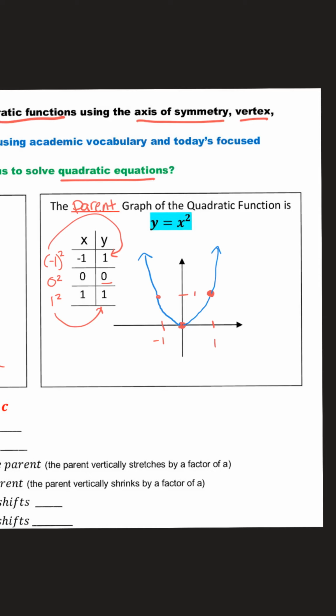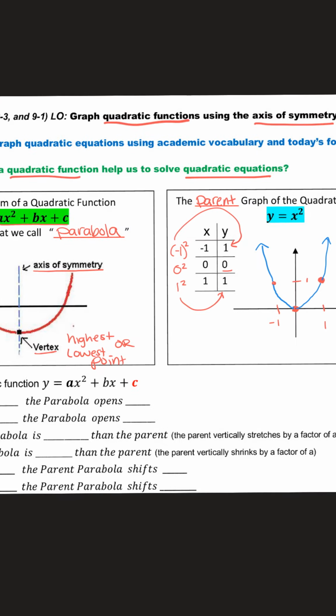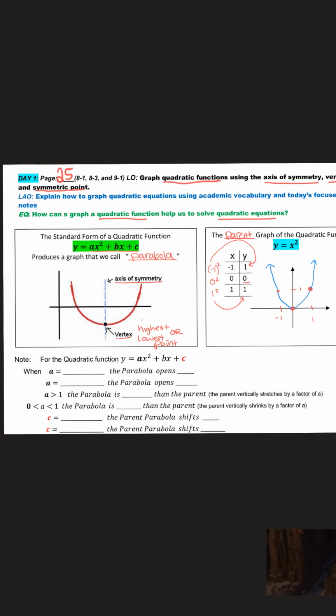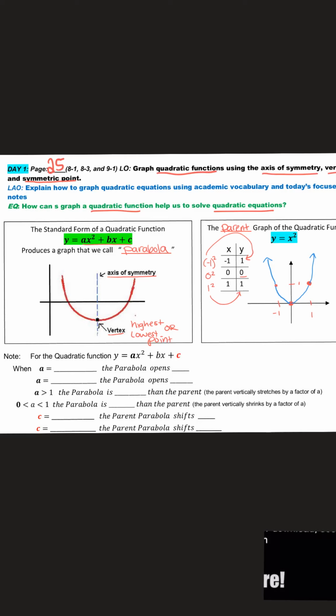Now everything after this parent function are just shifts. So we could be shifting up, we could be shifting right, we could be shifting left, we could be getting a skinnier U, we could be getting a wider U shape. All of those depend on all of these extra a, b, and c terms. So let's just talk about those shifts real quick before I start graphing.